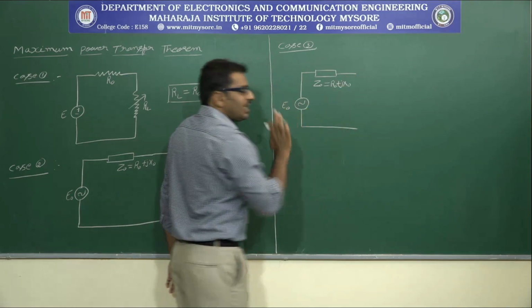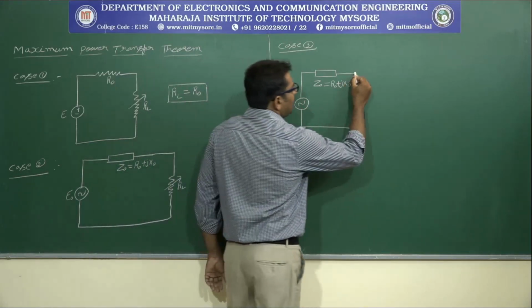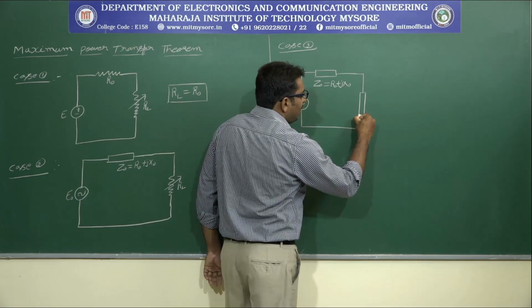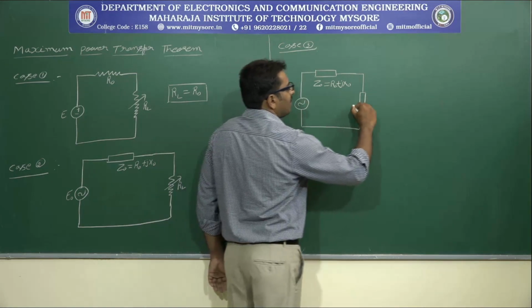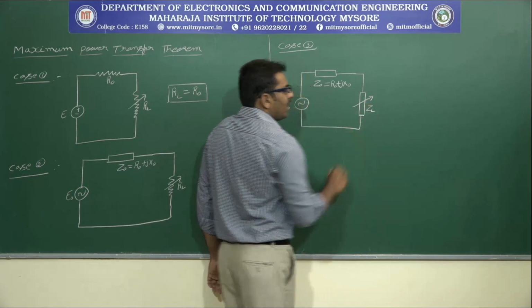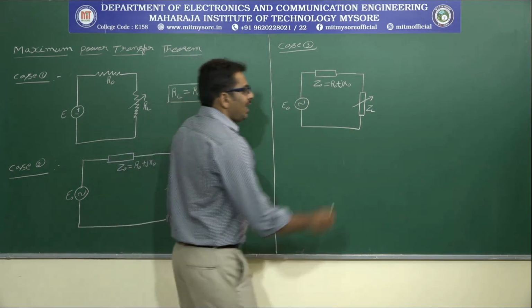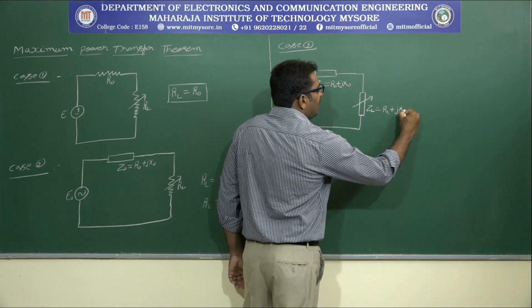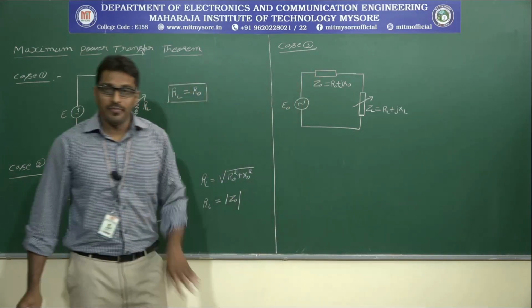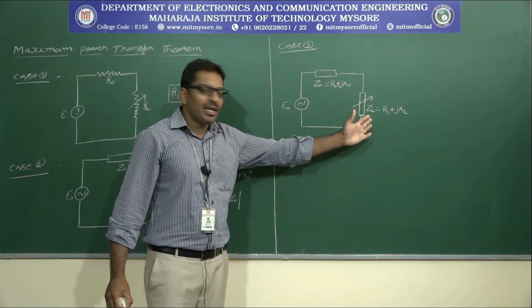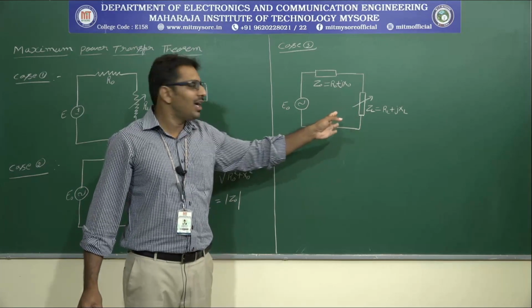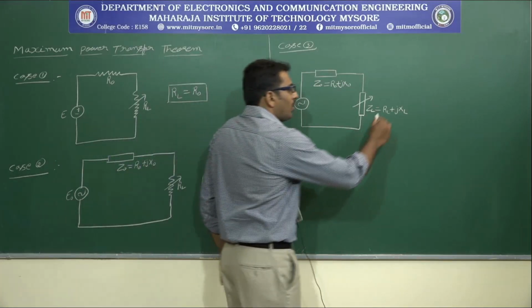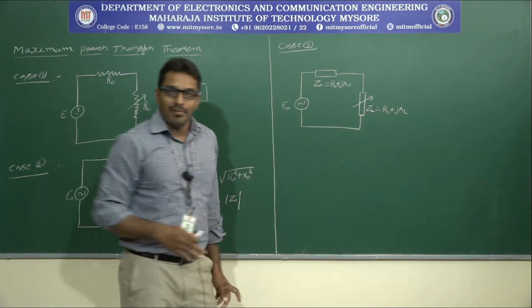Again, now the source is AC. This AC source is connected across a variable load impedance, denoted by ZL. ZL is equal to RL plus j XL. Again, there are two subcategories in this case 3. Here, entire ZL is variable. ZL is variable means both RL and XL are variable.